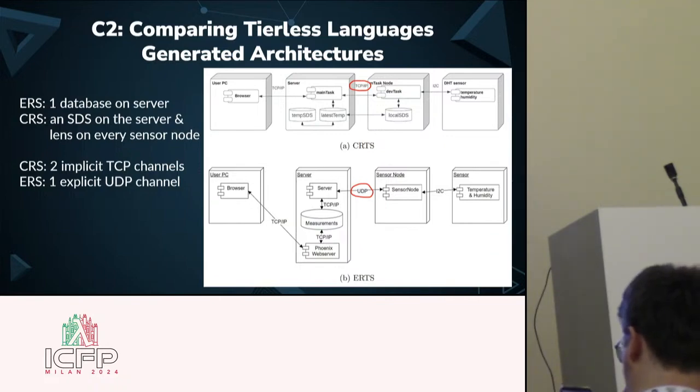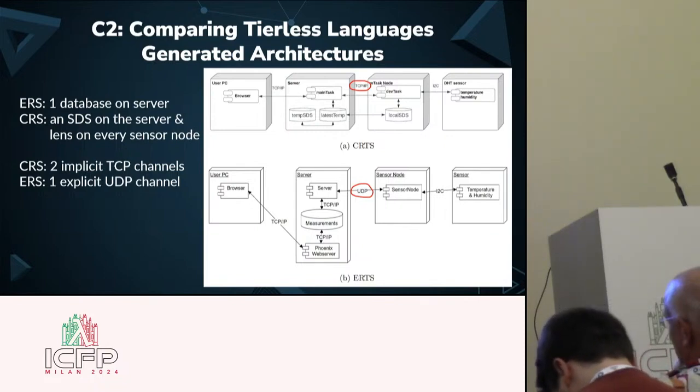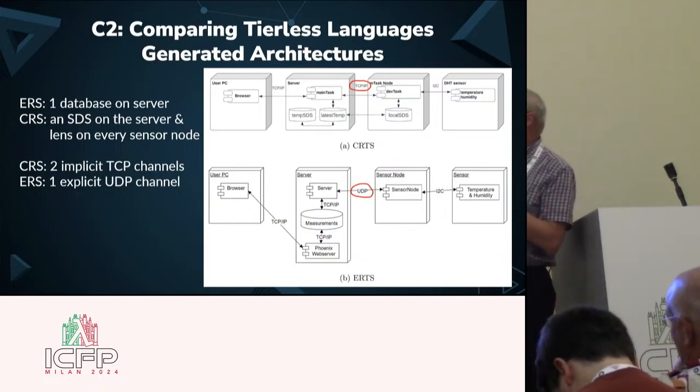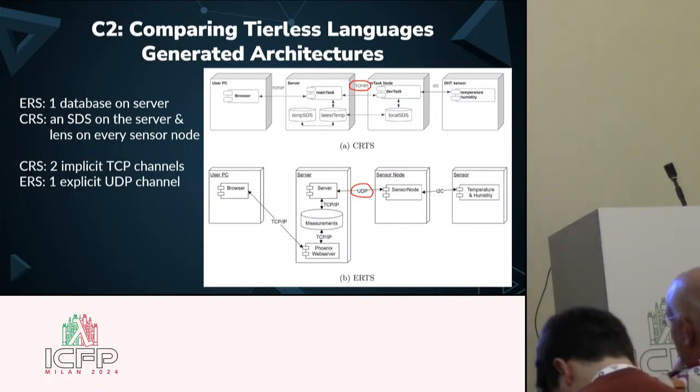And when you update this lens, the SDS, which you might think of as a master data repository, is automatically updated. And that automatic communication is a second communication channel between the sensor nodes and the server. 2 channels. Oh, and by the way, this is a UDP channel, and that's a TCP channel.